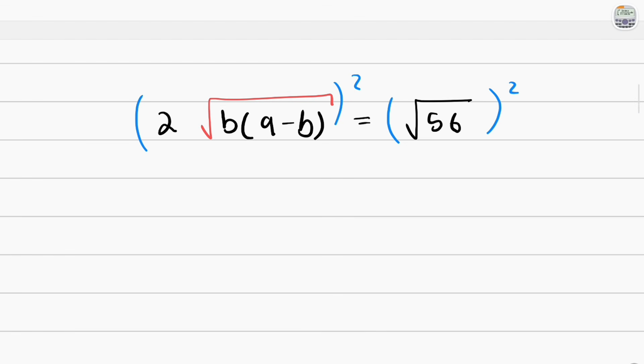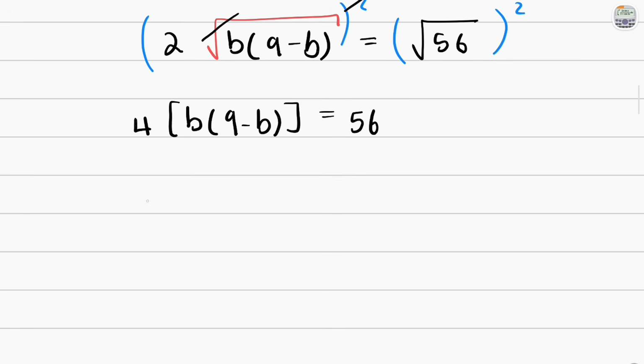When you square, remember that this 2 and this root are just multiplying. That's why they're next to each other. 2 times root 2 is 2 root 2. So this is going to square and become 4. And then that gets squared and the radical breaks open. Now you have times B times, just use a big bracket, 9 minus B, is equal to, and that breaks open to give you 56. And now we can start distributing. So this is 4 times, and that gives us 9B minus B squared is equal to 56.